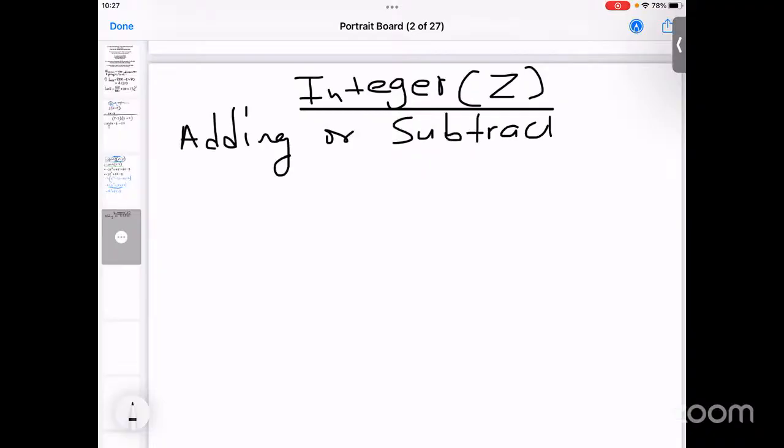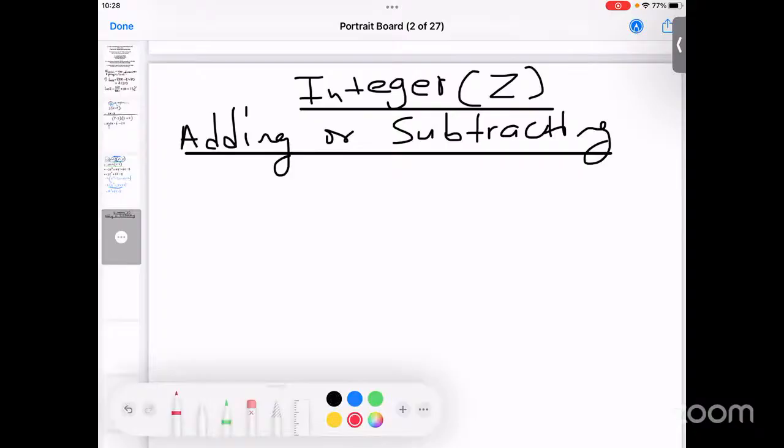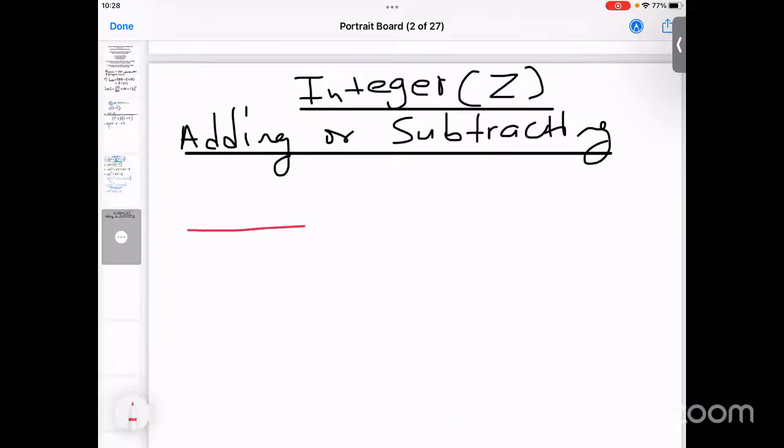subtracting the integers. Very much important, honorable member, that you fully understand what exactly an integer is. So an integer, it includes whole numbers which are both positive or negative or zero.